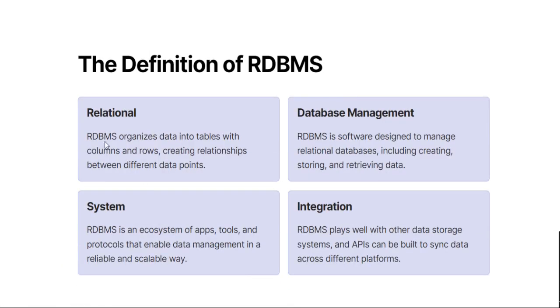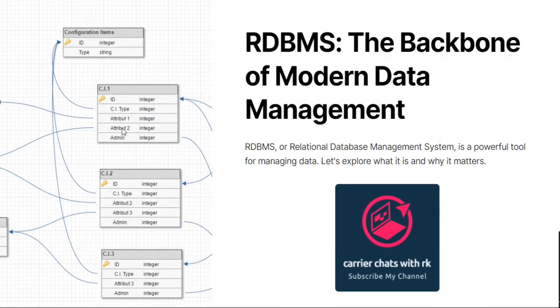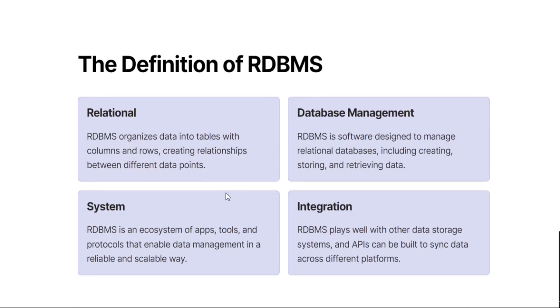Then the definition of RDBMS. RDBMS organizes data into tables with columns and rows, creating relationships between different data points. As we have already seen in these diagrams, RDBMS creates relationships between these tables. Then the database management: RDBMS is software designed to manage relational databases, including creating, storing, and retrieving data. If you want, you can take a screenshot and read it later.